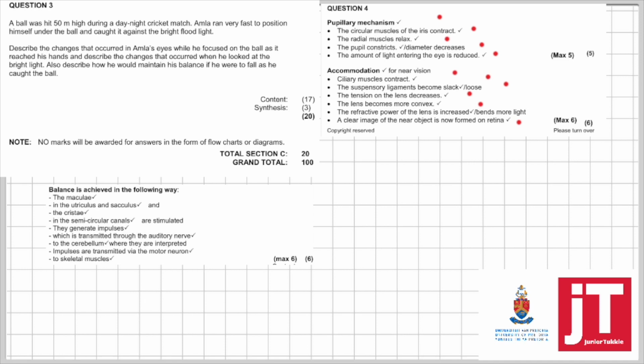And then the last part, balance. The maculae in the utriculus and sacculus and the cristae of the semicircular canals are stimulated. They generate impulses which are transmitted through the auditory nerve to the cerebellum, where they are interpreted. The impulses are transmitted via motor neurons to the skeletal muscles.